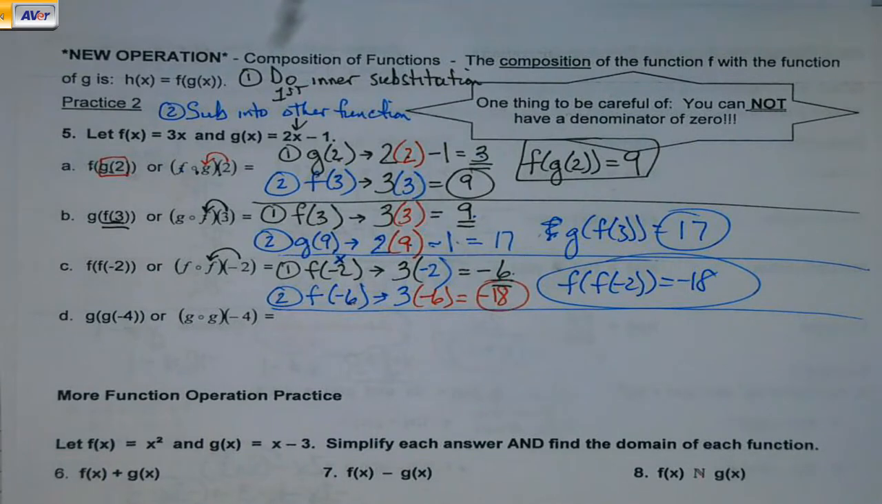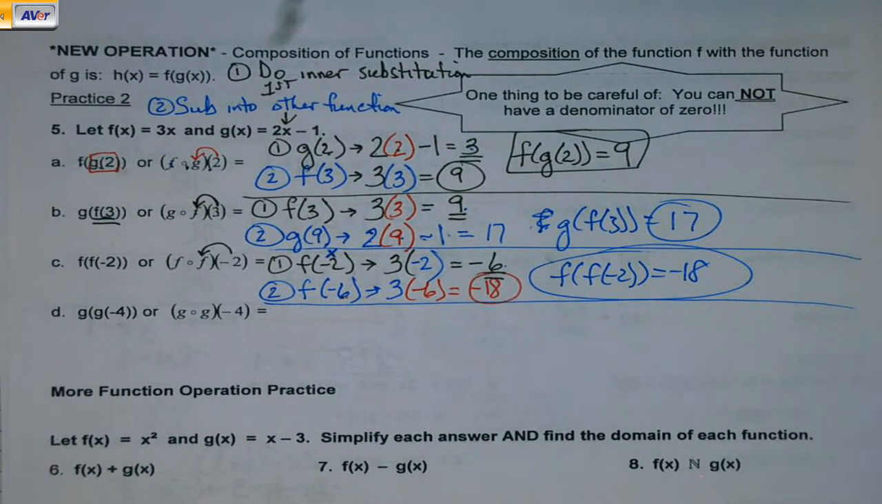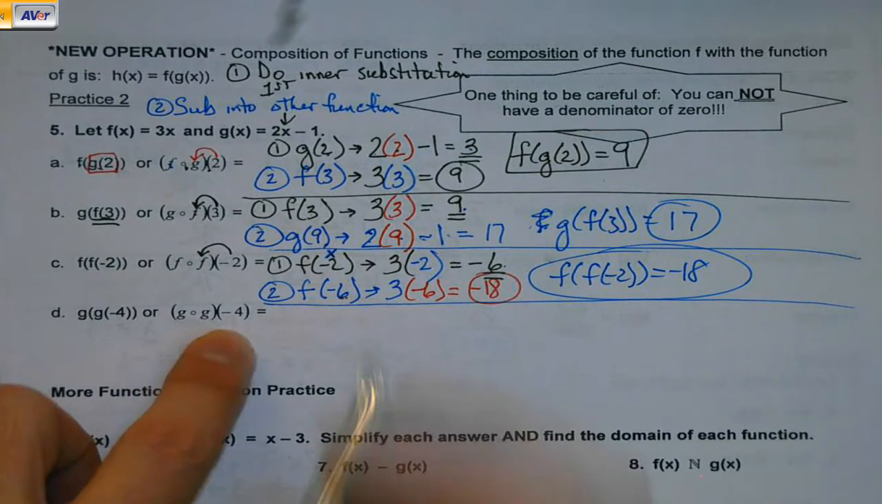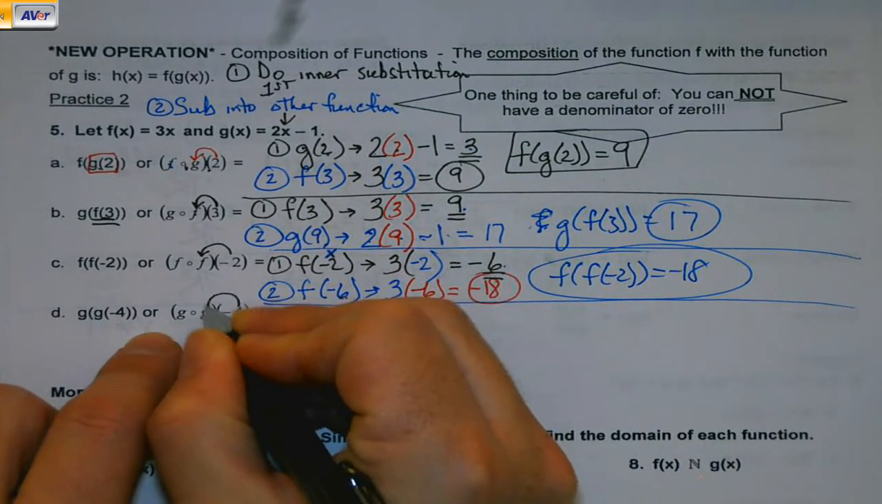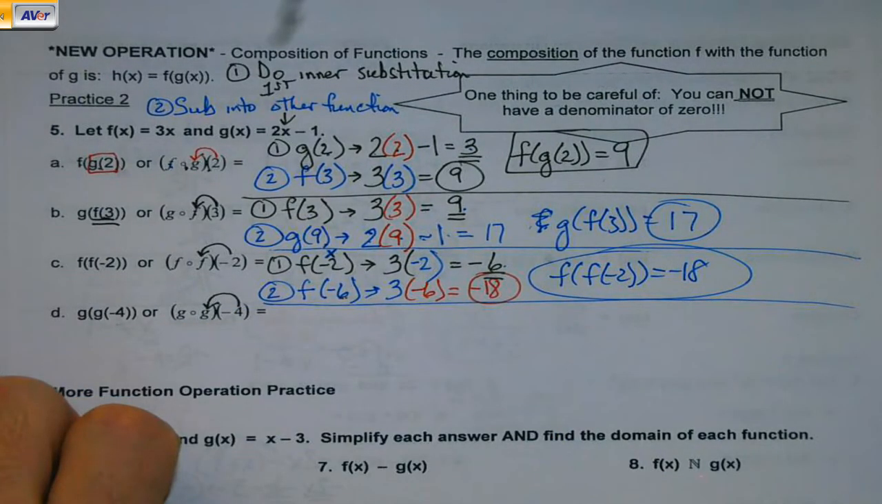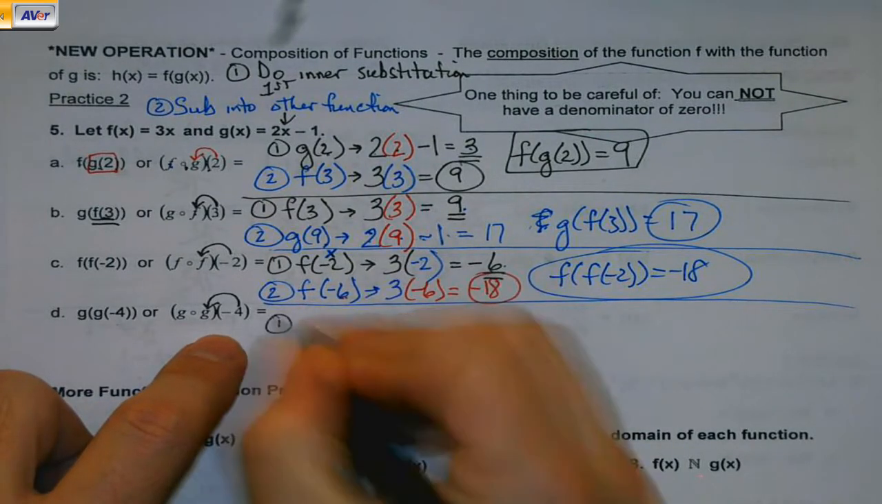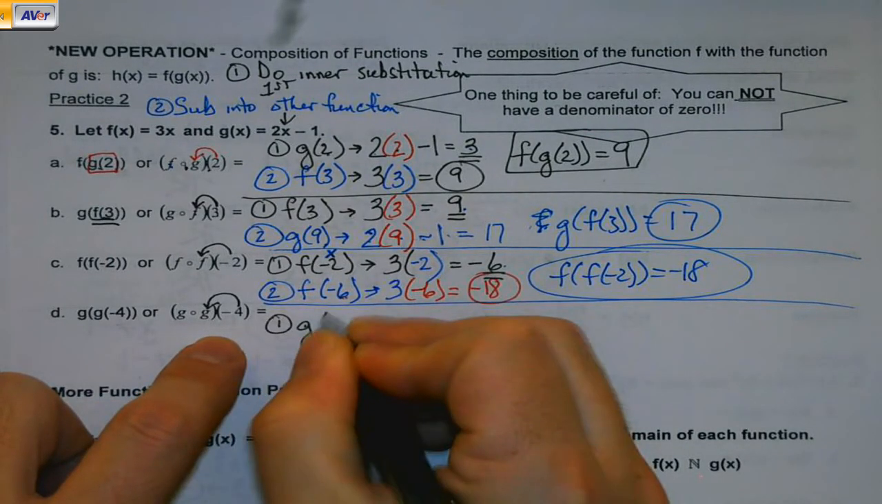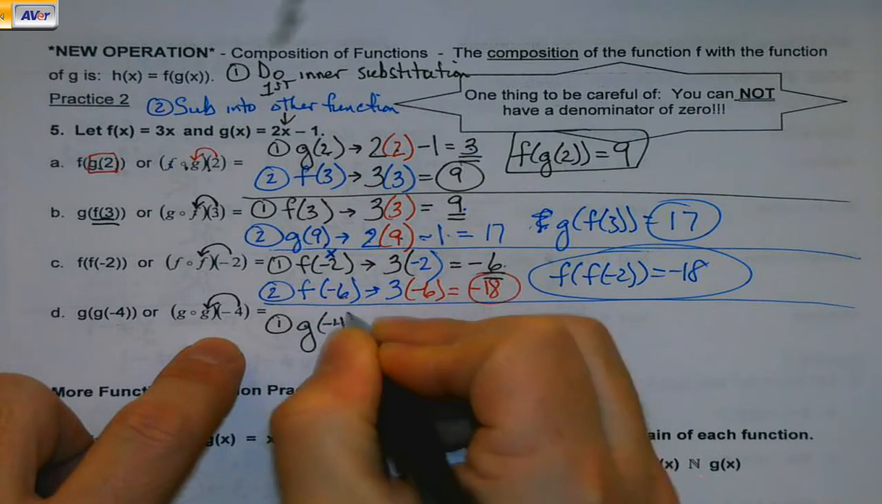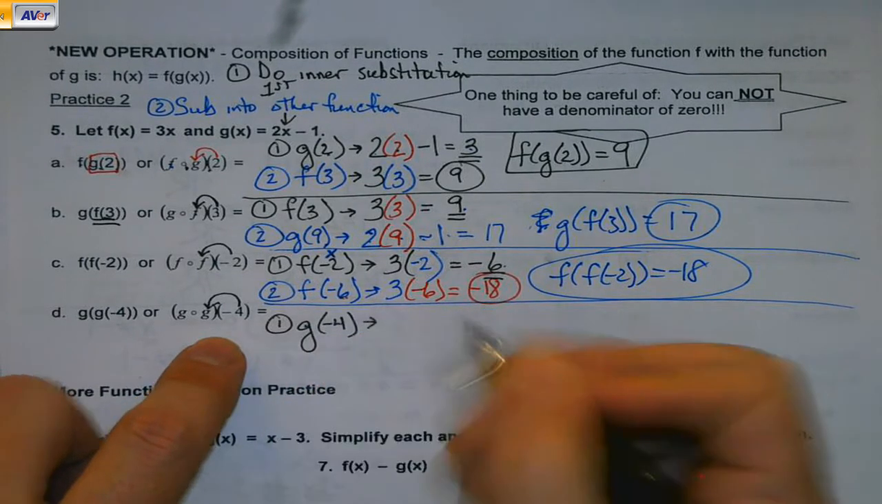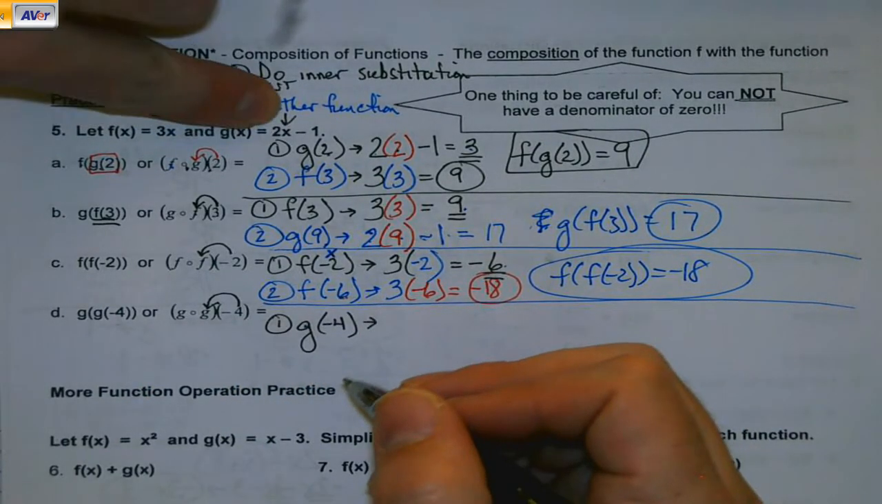One last time, just so we can see it again. Then we'll chat for a second about some other little things we might run into here and there. All right, so g of g. Negative 4 is going into my g function first. So here's my g function.